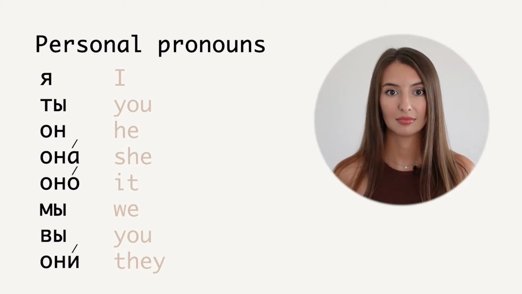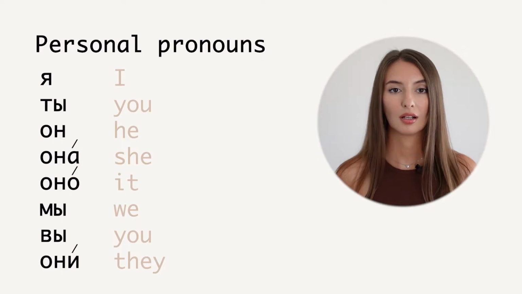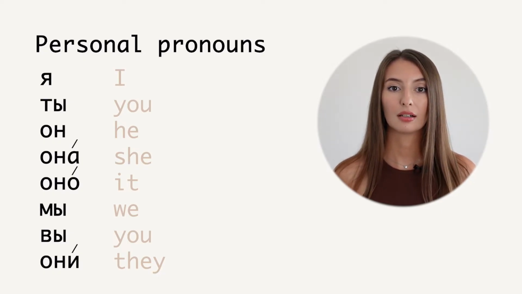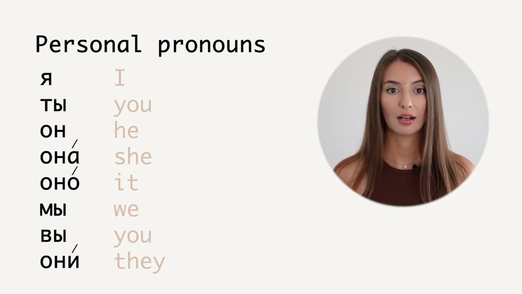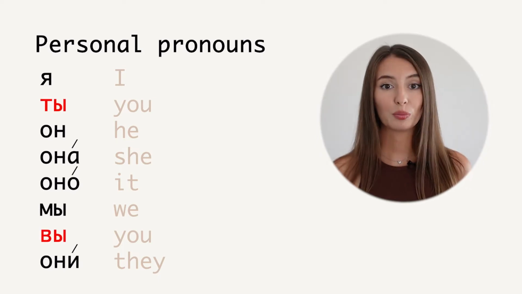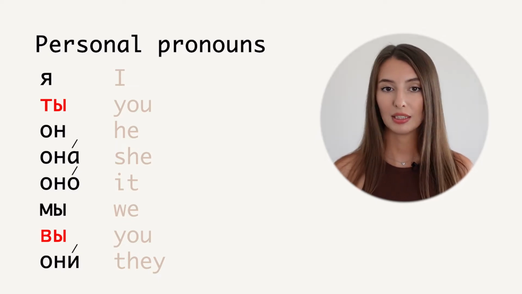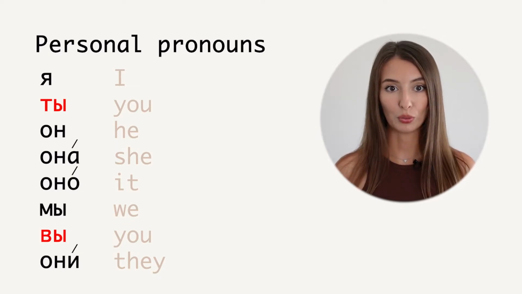Я, ты, он, она, оно, мы, вы, они. Using pronouns ты, вы, we address other people. Ты for singular, вы for plural.